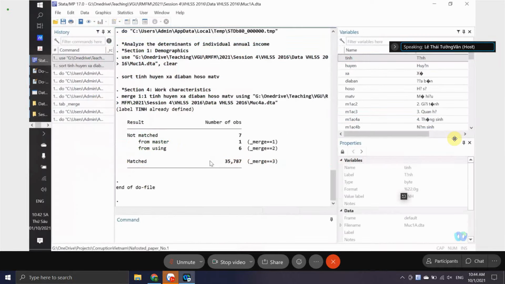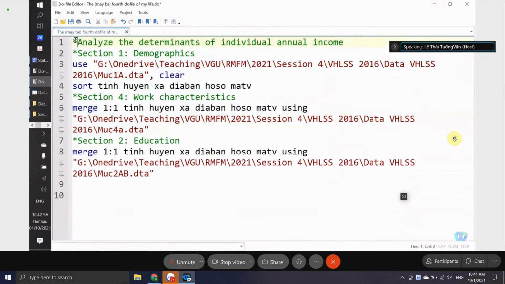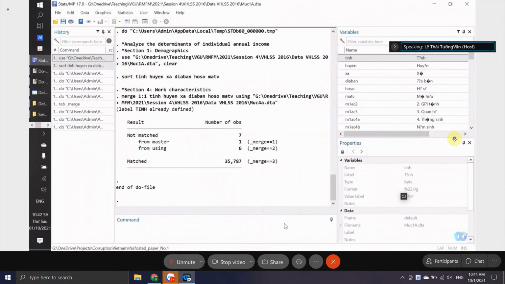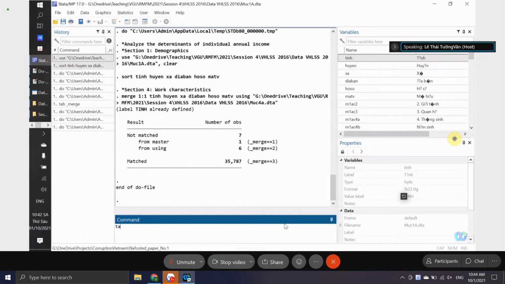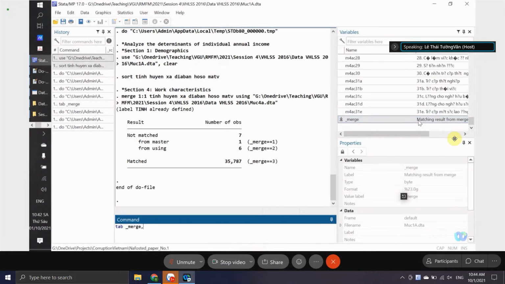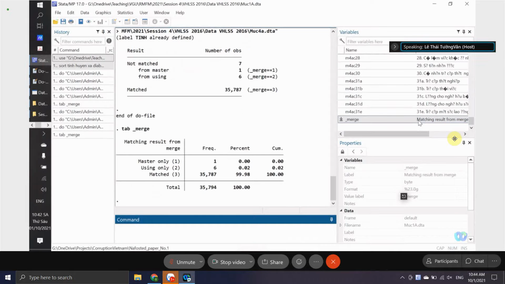Yeah. So there is some information here. Firstly, the merge file is telling me. Now if you type tab underscore merge here and no label. Now if you type this one, you will get that one.